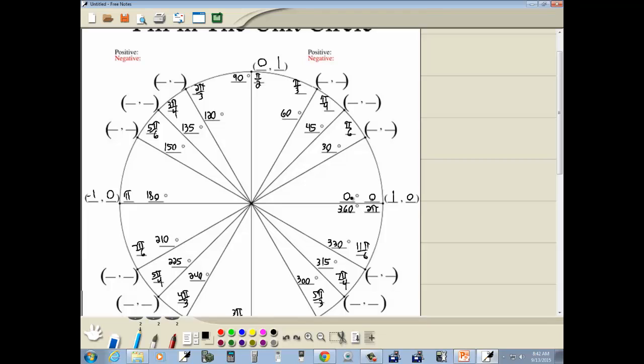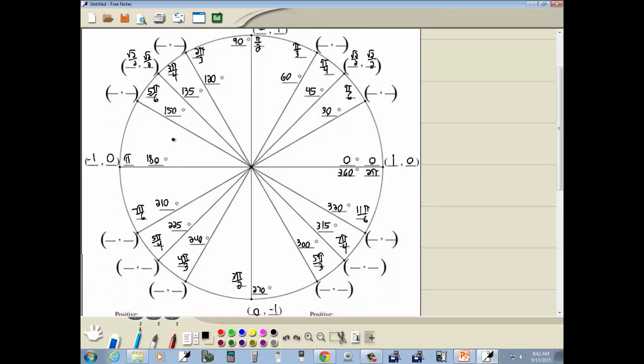Now the quarter marks. Pi over 4. This will be square root of 2 over 2, square root of 2 over 2. This one will be square root of 2 over 2, square root of 2 over 2, by symmetry. Then this one down here will be square root of 2 over 2 and square root of 2 over 2. And then this one will be square root of 2 over 2 and square root of 2 over 2. Notice how they're all square root of 2 over 2.